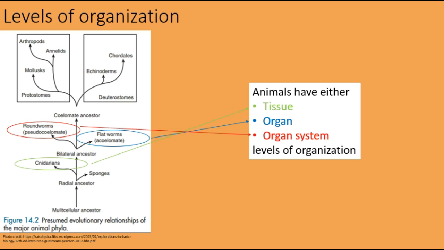Another important characteristic used to classify animals regards their level of organization. Animals have either tissue, organ, or organ system levels of organization. Organisms with radial symmetry have tissues only, while bilaterally symmetrical animals have organs or organ systems. Radial symmetry is an older evolutionary development from which bilateral symmetry evolved.